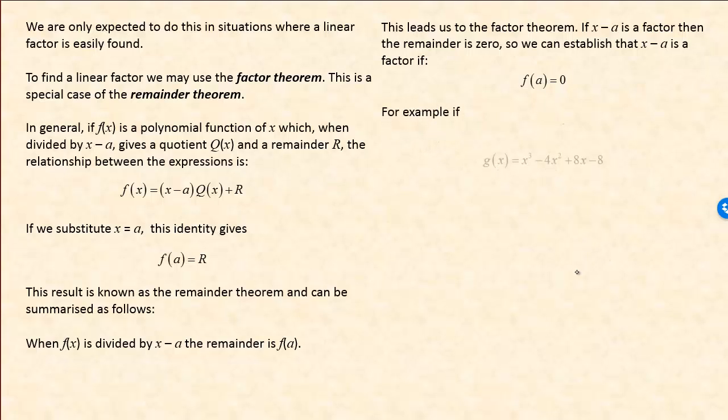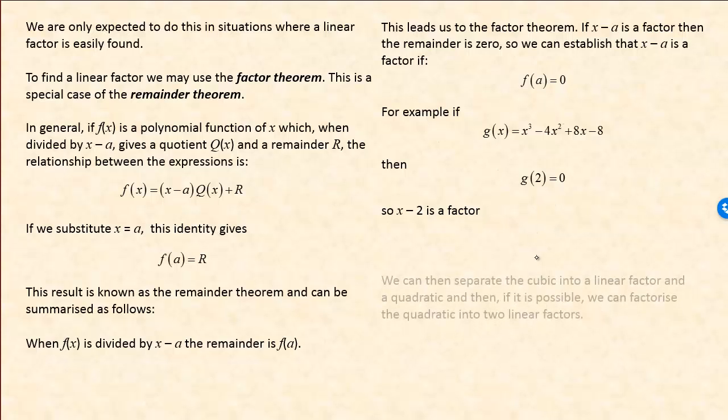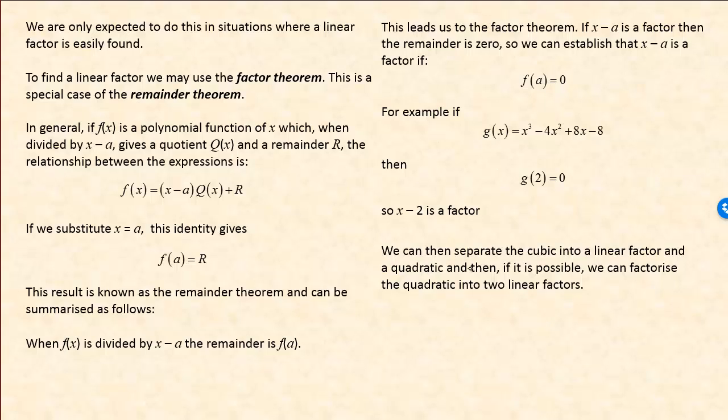For example, if g of x is x cubed minus 4x squared plus 8x minus 8, then g of 2 is equal to 0. So x minus 2 is a factor. Now it's possible that we could go ahead and use the factor theorem to find any other factors. But what's a more usual approach is to then separate the cubic into a linear factor, which is the x minus 2, and a quadratic, and then, if it's possible, we can factorize the quadratic into 2 linear factors.